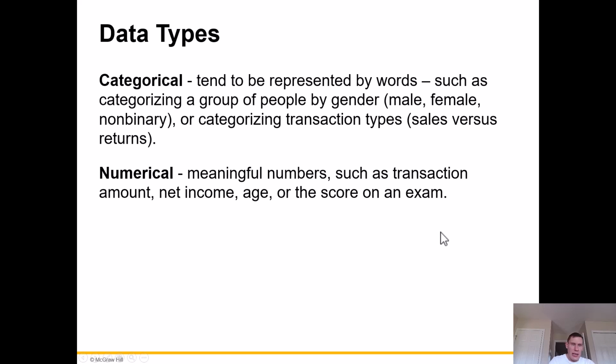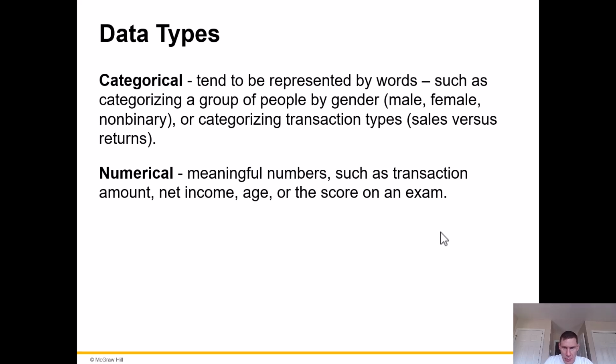With regard to data types, there are a few different types. A couple we'll mention here to start with: categorical and numerical. Categorical data tends to be represented by words, such as categorizing a group of people by gender, like male, female, and so on, or categorizing transaction types, so perhaps sales versus returns.